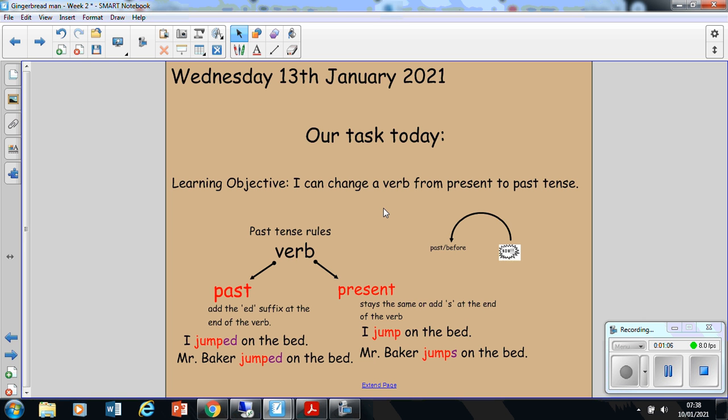So here we are, today's task. Our learning objective today is to be able to change a verb from the present to the past tense. So far we've learned about the present tense yesterday, where we add the S suffix for when we're talking about another person, and the verb stays the same for when you're talking about yourself or using the word I. When you use the words I or you, sorry.